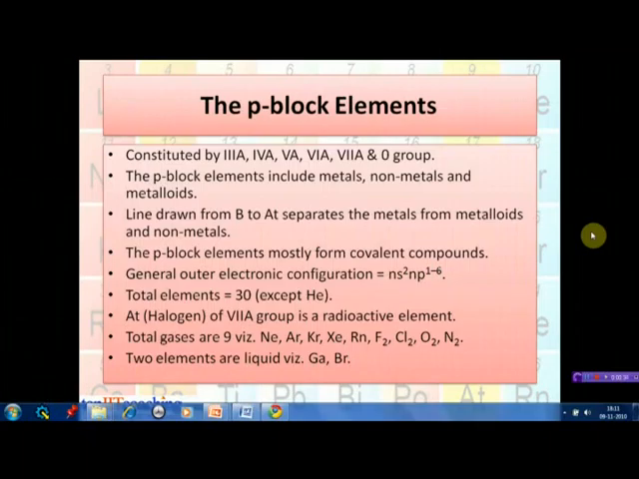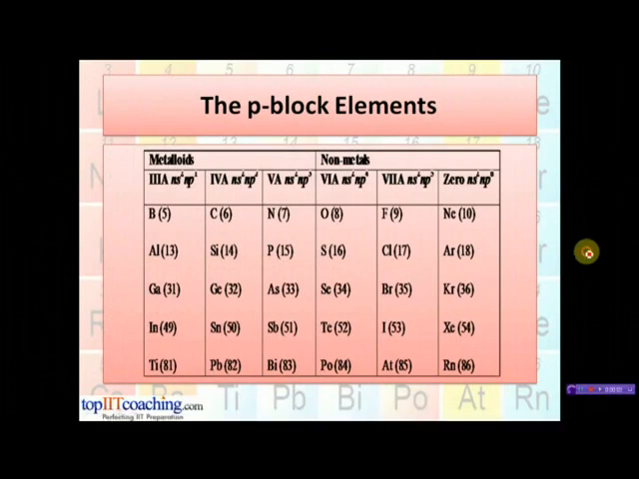There are a total of 30 elements in this block, of which astatine of group seventh A is radioactive. There are a total of 9 gases in this block, which are neon, argon, krypton, xenon, radon, fluorine, chlorine, oxygen, and nitrogen. And gallium and bromine are the 2 liquid elements of this block.